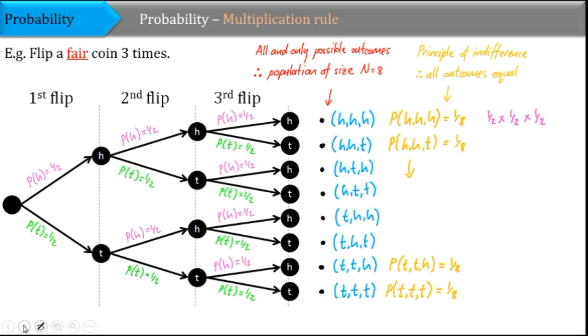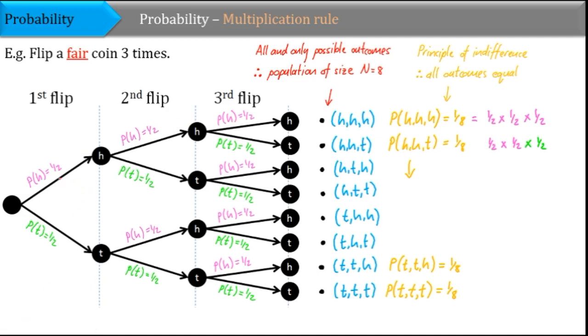Now, what does the multiplication rule say? Well, the multiplication rule says simply multiply the probabilities on each branch to get the probability of that outcome represented by that branch. So that means in the first branch over here, I need to multiply a half by a half by a half. And lo and behold, that's equal to 1 over 8.